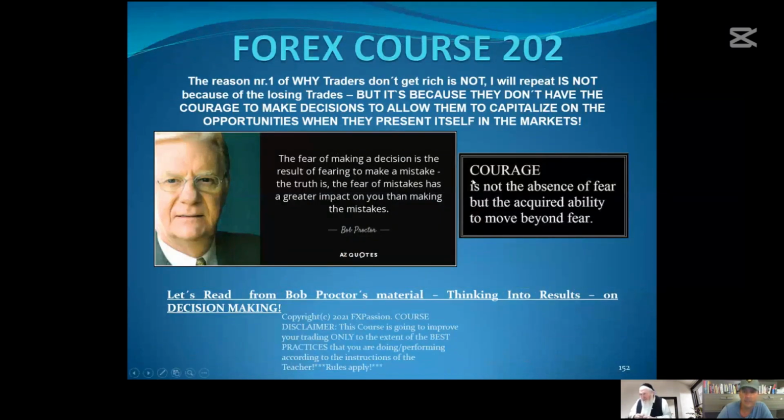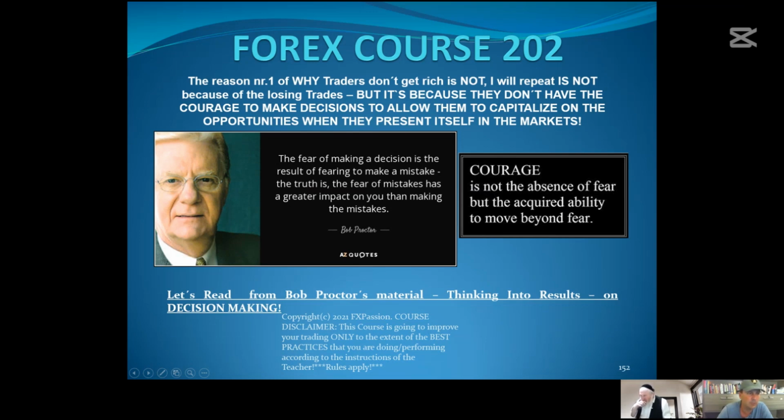Yes. And another quote: courage is not the absence of fear, but the acquired ability to move beyond the fear with understanding and practice and community and the support group. So let's read from Bob Proctor's material, Thinking into Results, on decision making.